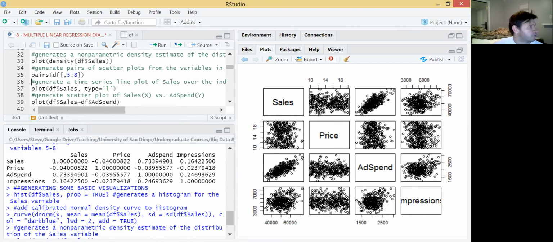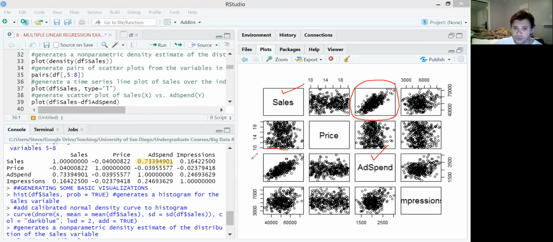So if we wanted to, for example, look at the relationship between sales and ad spend, which we said looks like it's going to be strong and positive, if we move over to the right set of plots, we can see the relationship between sales and ad spend captured in this diagram here, where sales is measured on the vertical axis, ad spend is measured on the horizontal axis. And it looks like a pretty strong relationship.